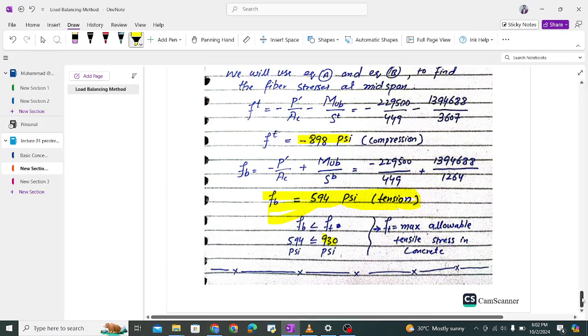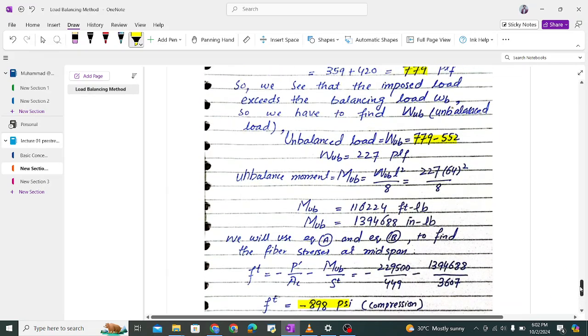So here this is the example of the load balancing method.